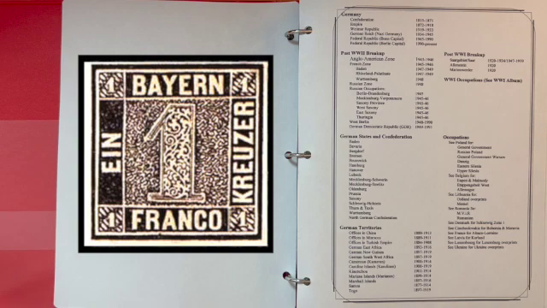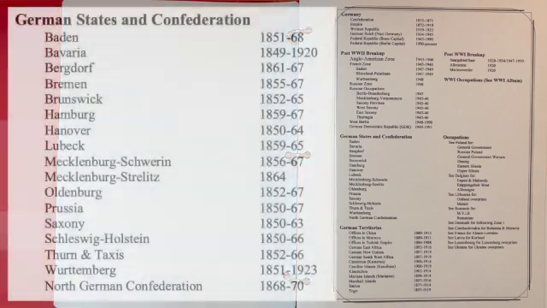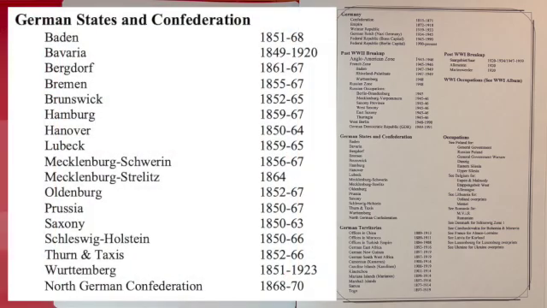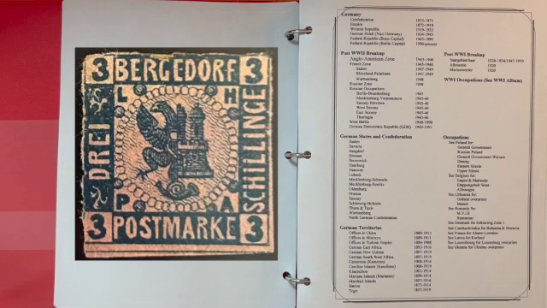The German Confederation was made up of 17 postal issuing entities. I've got a list of them further down on the page, along with the dates they issued stamps. Again, don't sweat the dates. In some future video, I might show you my collection of those stamps. It's admittedly sparse.